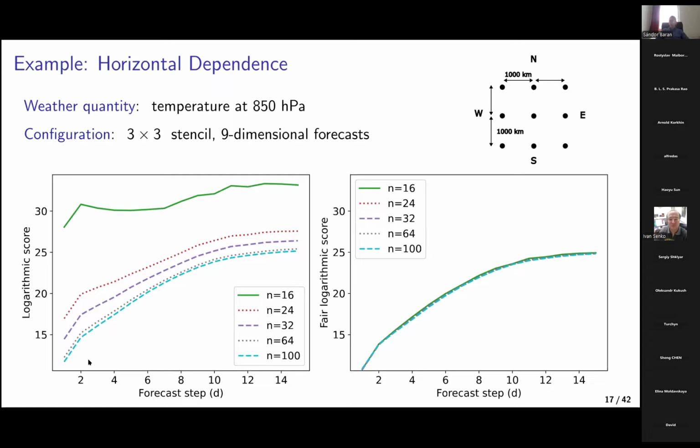What you can observe is that the logarithmic score strongly depends on the ensemble size. Here the green one is the 16-member ensemble, then 24 members, and the 64 and 100-member ensembles are not so far away from each other, but still they differ. In the right panel, you see the same for the fair logarithmic score, and you can see that they are nicely close to each other. They are pushed together. It doesn't really matter what the ensemble size is. We get the same results, so we can get a fair comparison.